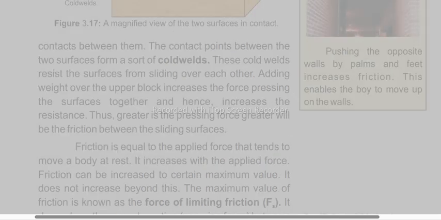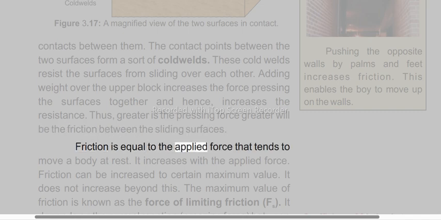The contact points between the two surfaces form a sort of cold welds. These cold welds resist the surfaces from sliding over each other. Adding weight over the upper block increases the force pressing the surfaces together and hence increases the resistance. Thus, the greater the pressing force, the greater will be the friction between the sliding surfaces.